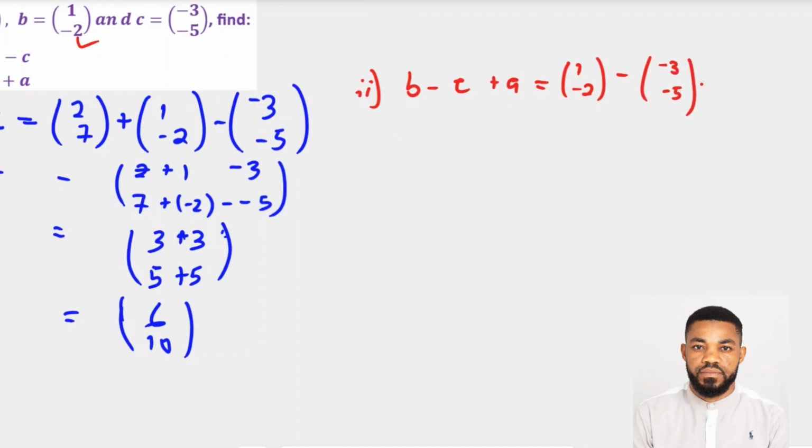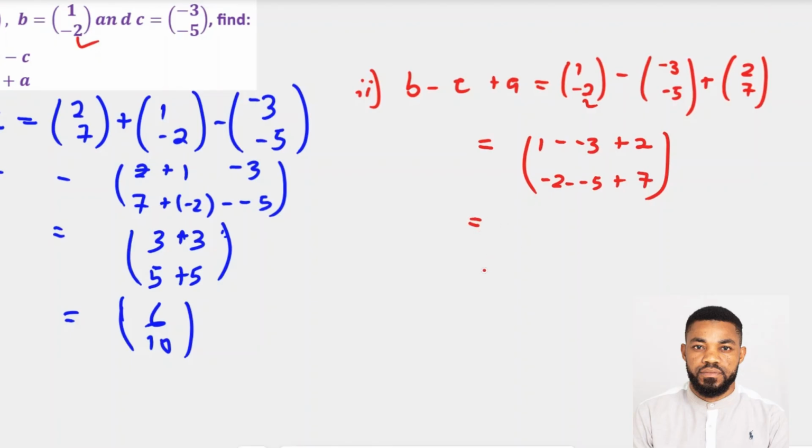Plus the vector A, which has components 2, 7. So we can add corresponding components. We are going to get 1 minus negative 3 plus 2. That will be the x component. So we have 1 minus negative 3 plus 2. For the y component, that one is going to be negative 2 minus negative 5 plus 7. So you're going to get negative 2 minus negative 5 plus 7.